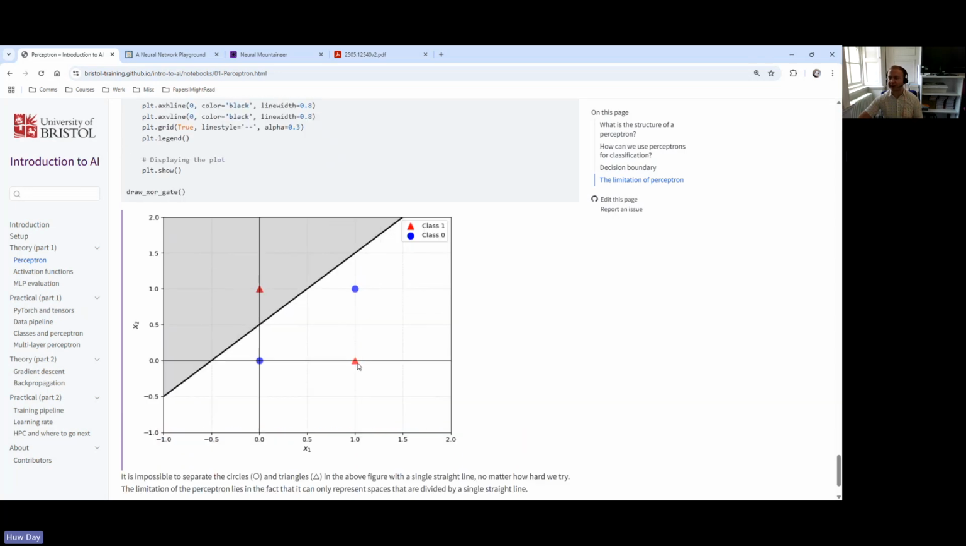So we need to start thinking about what we can do to make our perceptron more complicated so that it can deal with more complicated tasks. We want it to be able to draw an arbitrarily complicated decision boundary.